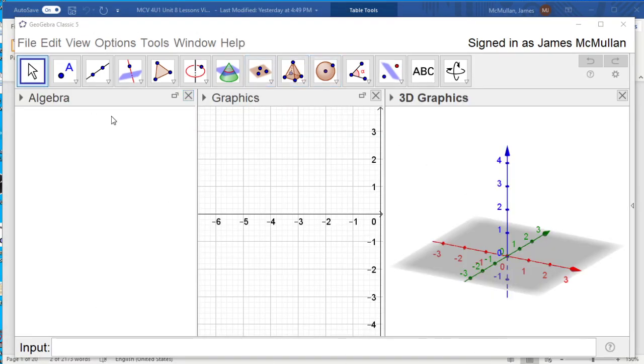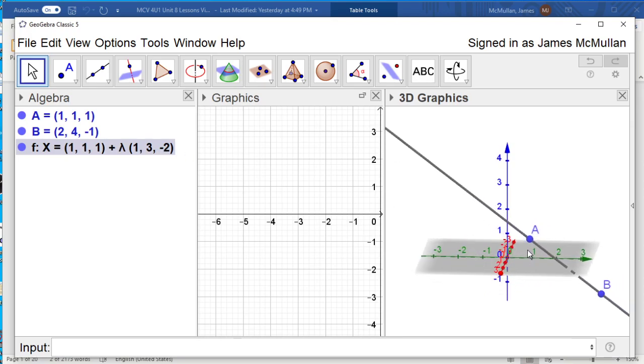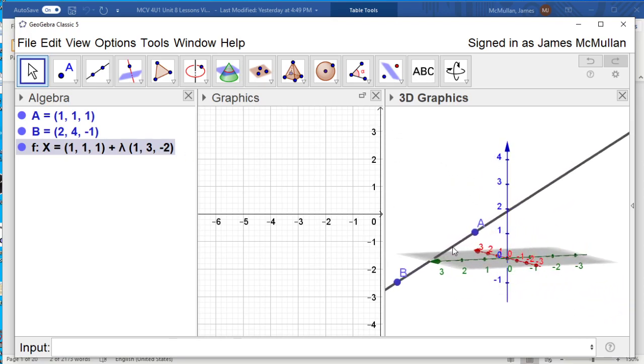So suppose I wanted to create a line. I know one way to make a line is I go A, 1, 1, 1. B is 2, 4, negative 1. And I can go line AB. Now, this is what it comes up with: 1, 1, 1 plus lambda times 1, 3, negative 2. And that is the equation of a line.